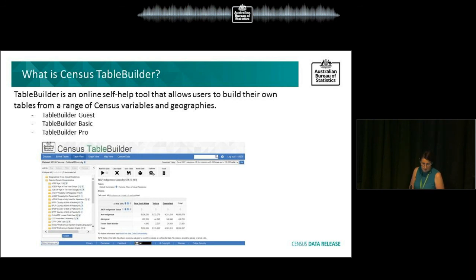Census TableBuilder is really just an online self-help tool that allows people to build their own tables using census data. It covers a range of census variables, in fact most of the census variables on the census form, and all geographies that you're able to get from census data. We have 3 versions: TableBuilder Guest, TableBuilder Basic and TableBuilder Pro.